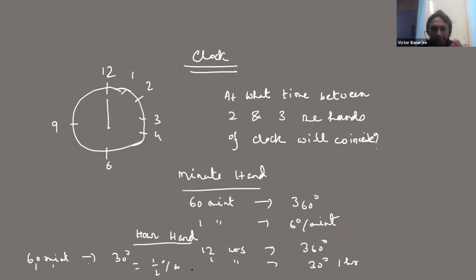Is it understood, Vishal? Yes, sir. So that means when the hour hand travels half a degree, the minute hand travels 6 degrees. So in every minute, the separation is increasing by 6 minus half, 5.5. This is the relative speed. The relative speed between the two hands of the clock is actually 6 minus half, or 5.5, or 11 by 2 degrees. So the separation between the two hands of the clock is increasing by 11 by 2 degrees per minute. Is it understood, Vishal?